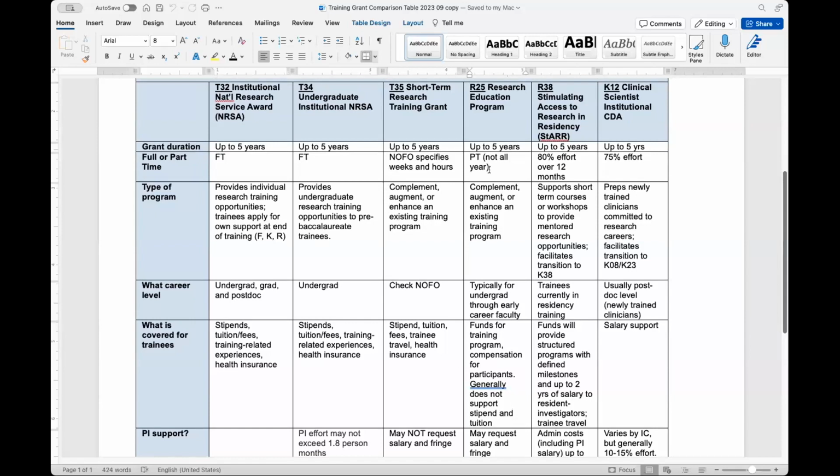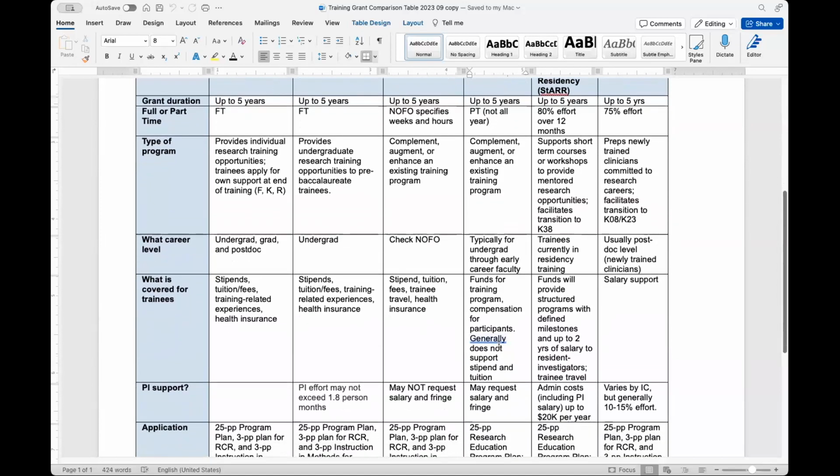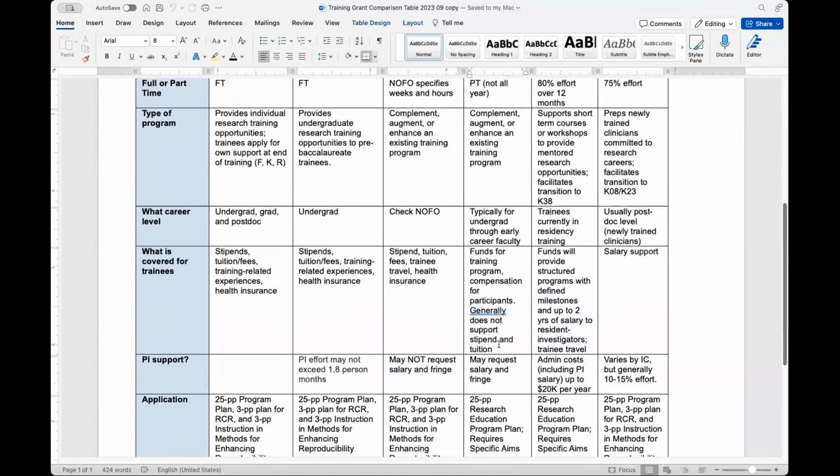The R25 is a research education program. I often have clients who decide that their T32 is going to be small enough that it's not worth the effort to put together all those training tables, and they decide instead to start at least with an R25, that might be the easier thing to do. It's a much easier application to fill out, even though the program plan is still 25 pages, but you don't have all those tables. That's the big thing.